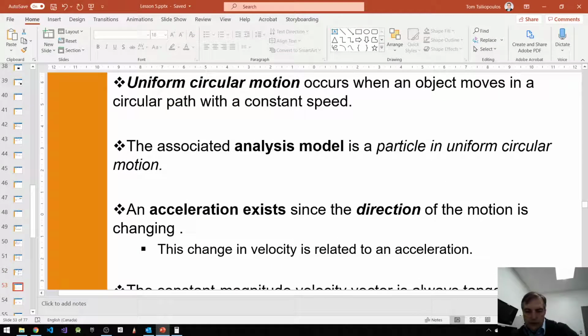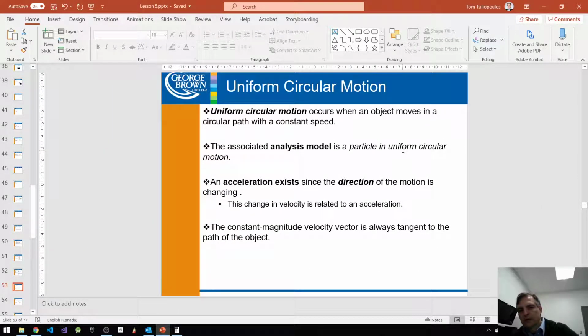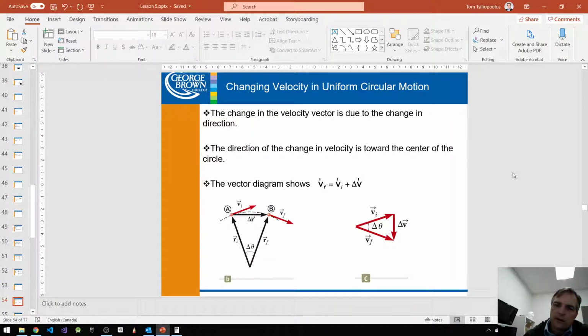Alright, so that is the first part. Then we get into something called uniform circular motion. It's a totally different topic, but I want to cover it here anyway, so we can cover PowerPoint number 5. So here what we have is a changing velocity in a uniform circular motion.